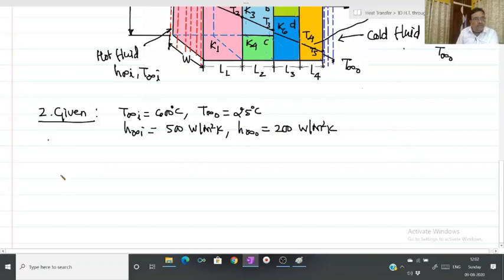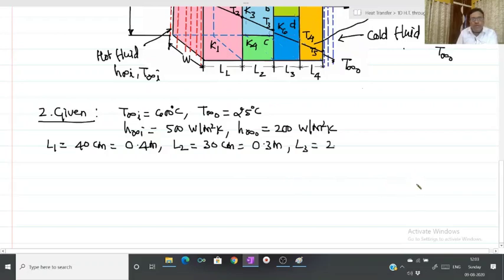Then the value of L1 is given as 40 centimeter. This is not an SI unit, so I will immediately convert it into meter. L2 is given as 30 centimeter, 0.3 meter. L3 as 25 centimeter, 0.25 meter. L4 as 10 centimeter, 0.1 meter.